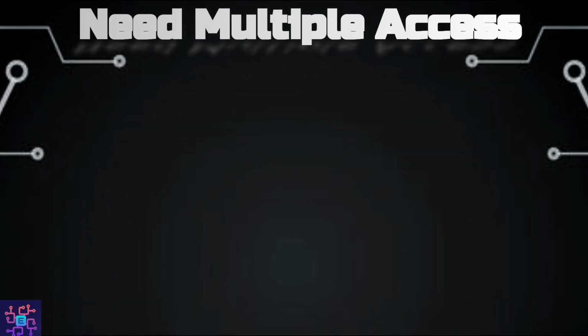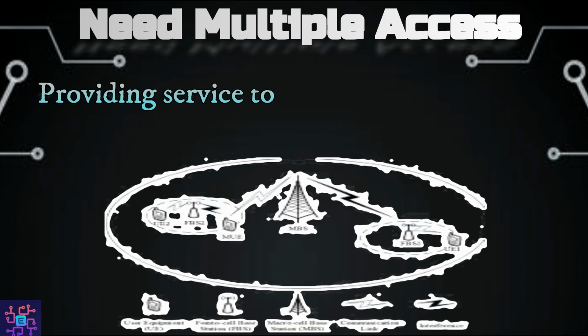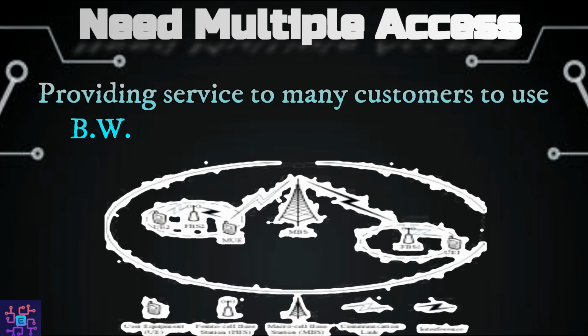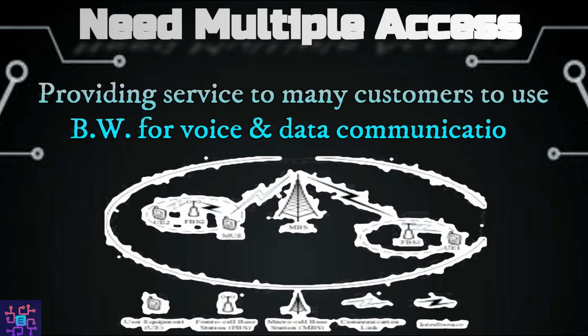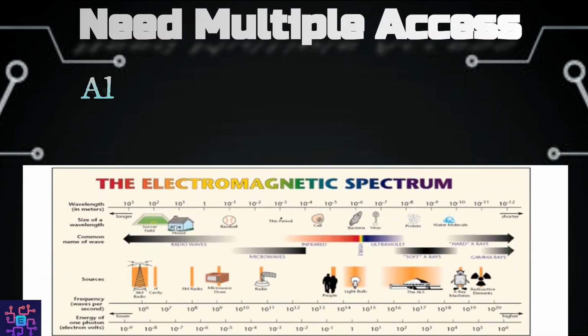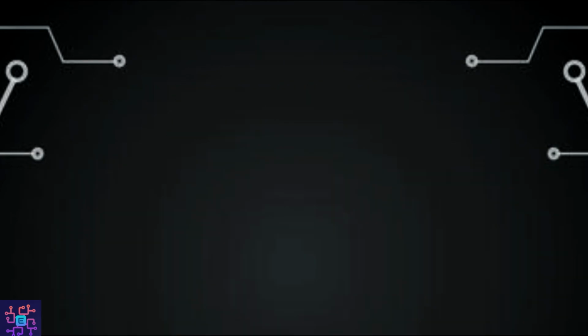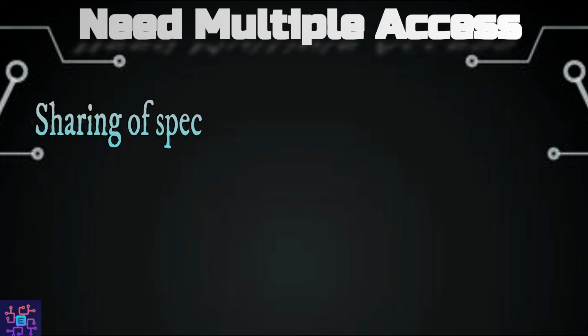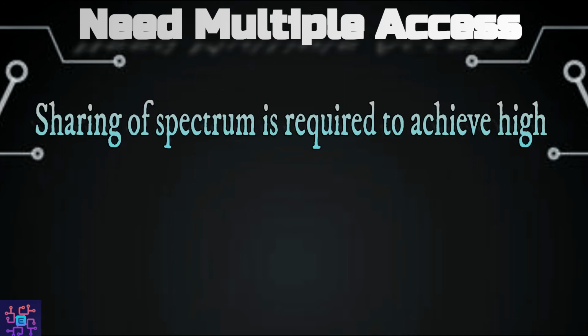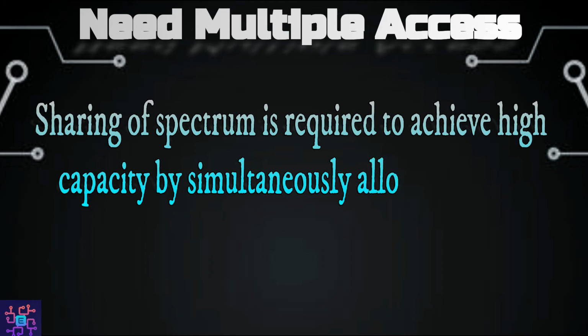Why do we need multiple access technology? First, for providing service to many customers to use bandwidth for voice and data communication. Second is to allow many users to share a finite amount of radio spectrum. And third is sharing of spectrum that is required to achieve high capacity by simultaneously allocating bandwidth.